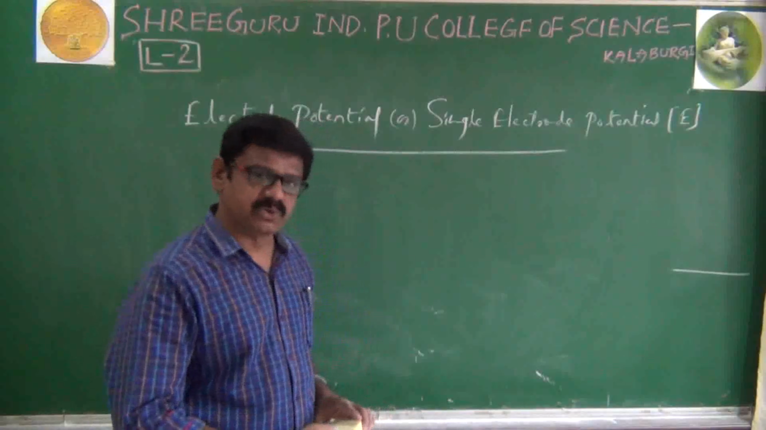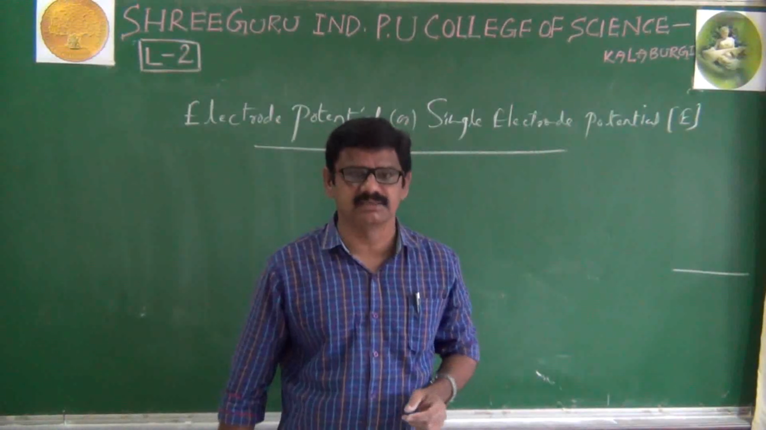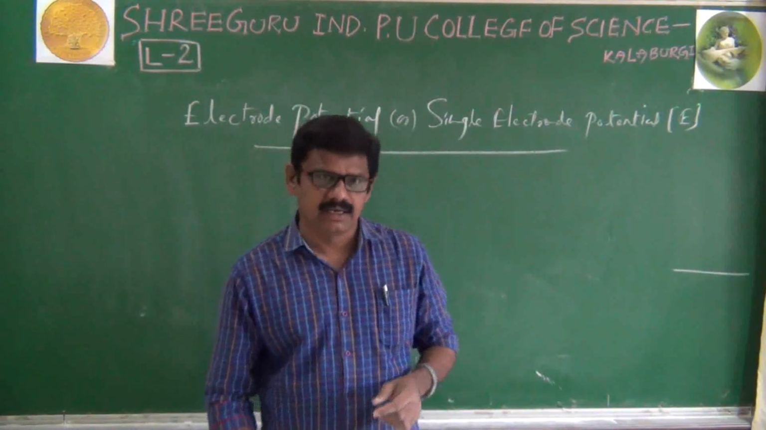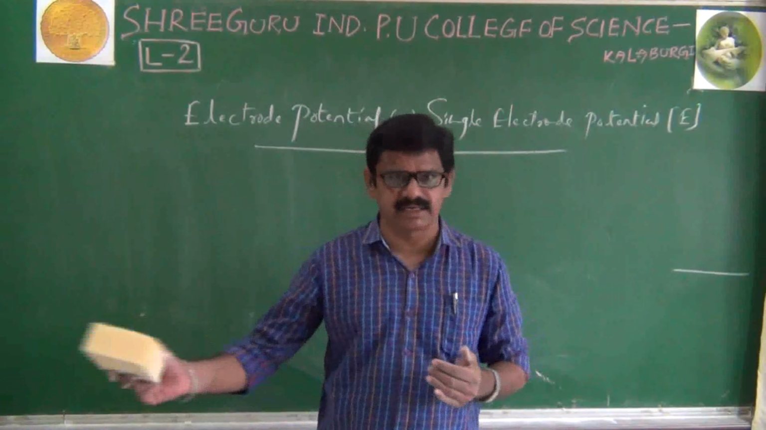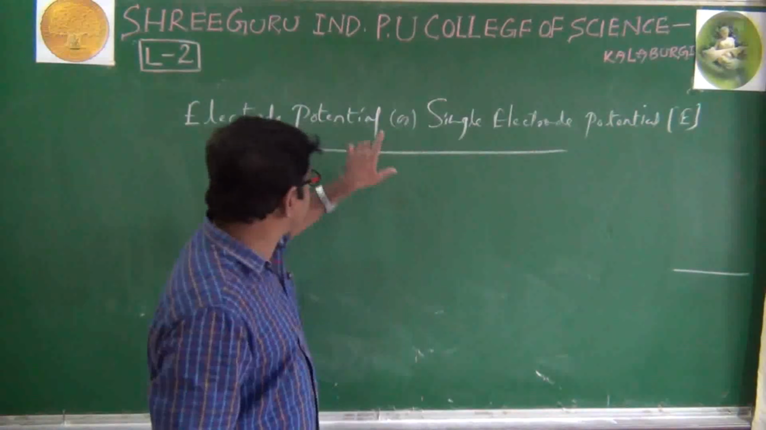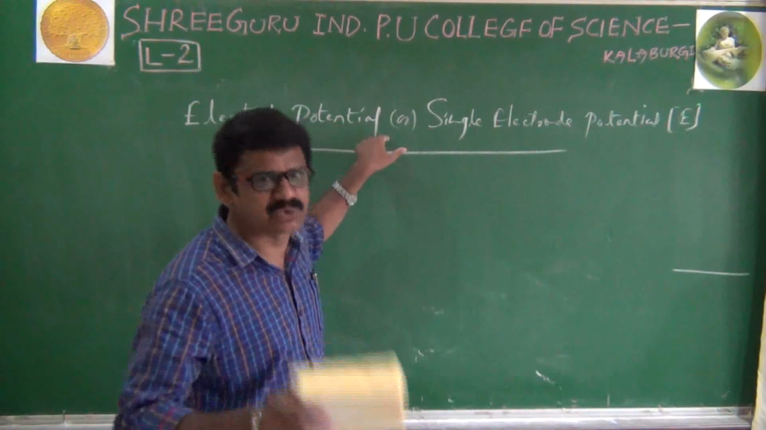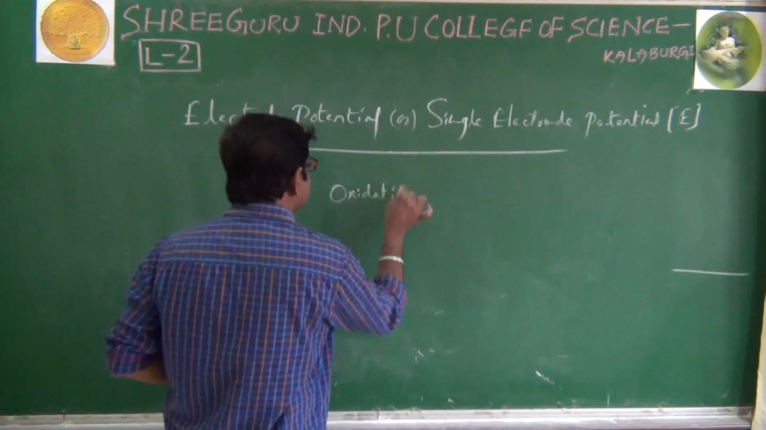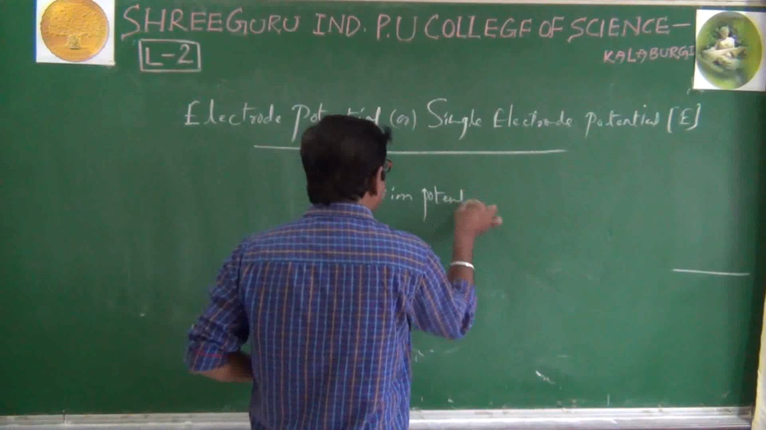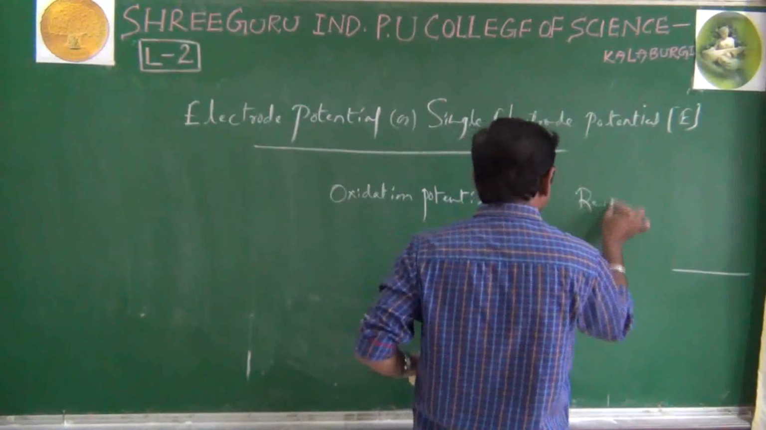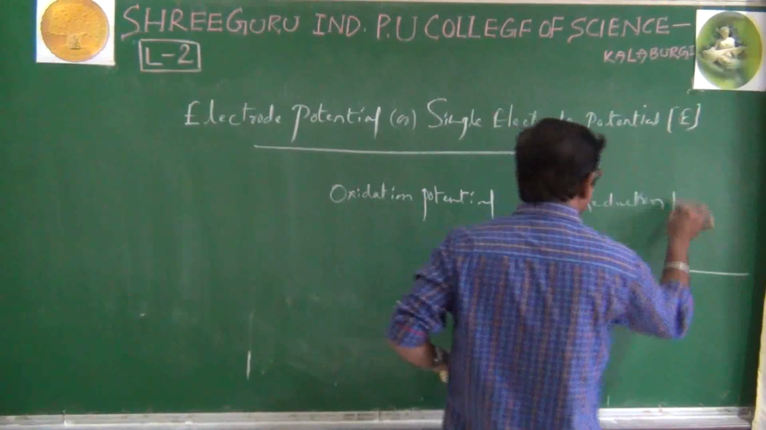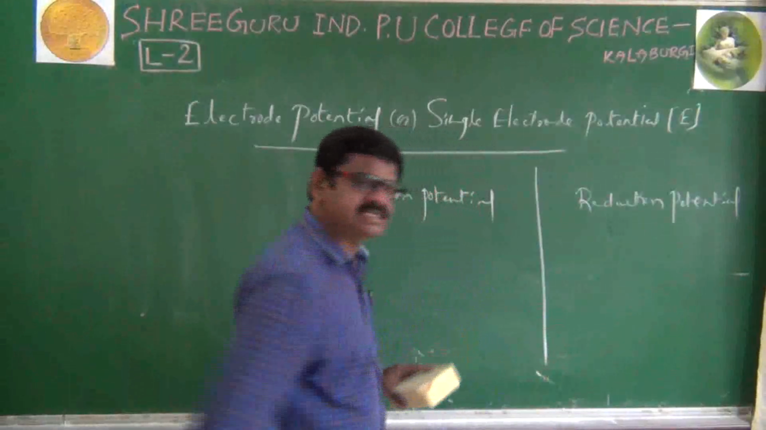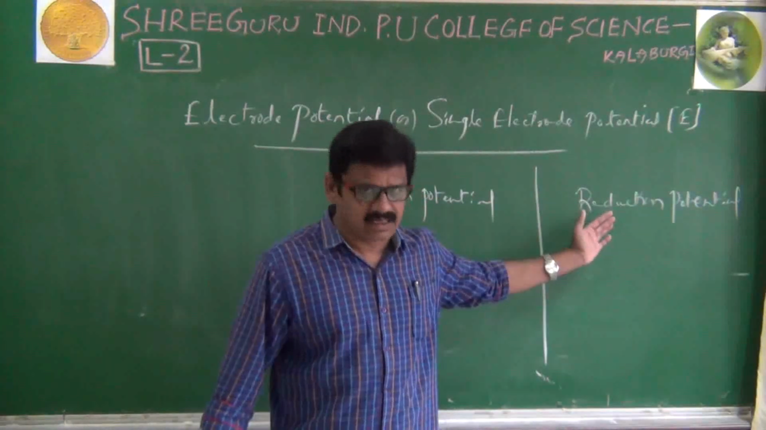Electrode potential is also called single electrode potential. If you observe the electrochemical cell, the Daniell cell that we have already learned, one electrode is undergoing oxidation and the other electrode is undergoing reduction. Here also, single electrode potentials are of two types: one is oxidation potential and the other is reduction potential. Now we will discuss clearly what oxidation potential is and what reduction potential is.